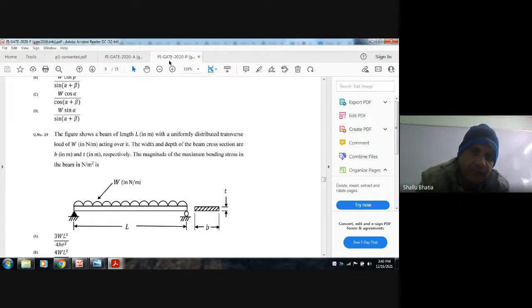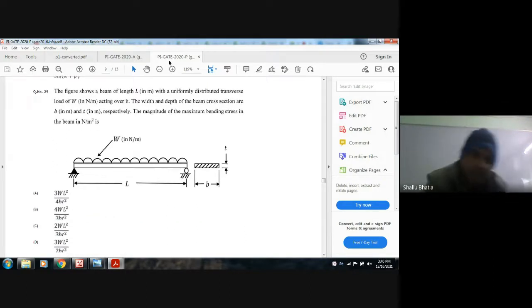The width and depth of the beam cross section are B in meter and T in meter, respectively. The magnitude of maximum bending stress in the beam in Newton per meter square is, so this is the beam with UDL. The UDL is given as W in Newton per meter. So we have to calculate the bending stress. The bending stress will be maximum because it is a UDL and the shear force is changing at this point.